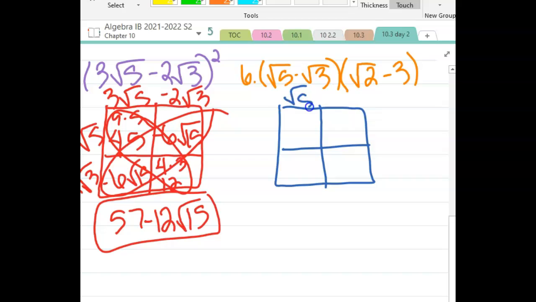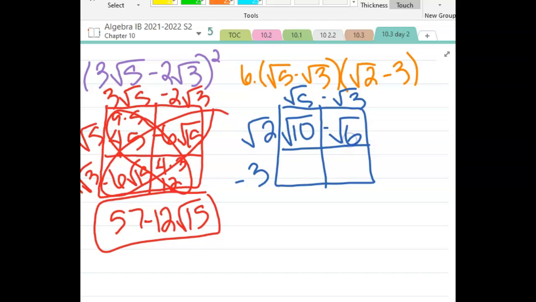We're going to do the square root of 5 minus the square root of 3, the square root of 2 minus 3. For the first box, the square root of 2 times the square root of 5, they're both under the radical. 2 times 5 gives me the square root of 10. This box, first of all, figure out the sign. A positive times a negative is a negative. And then the square root of 2 times the square root of 3, both under the radical, we get the square root of 6.